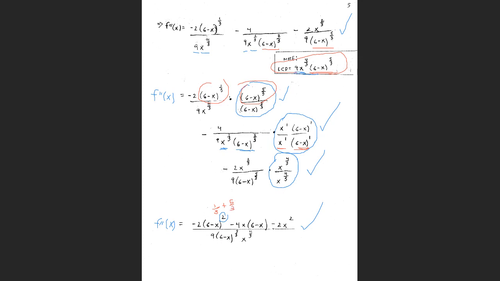And then here, the second part, x times 6 minus x, I think that's easy enough. And then the x squared here: if I take x to the 2/3 and multiply by x to the 4/3, 2/3 plus 4/3 is 6/3, and so I get a 2.